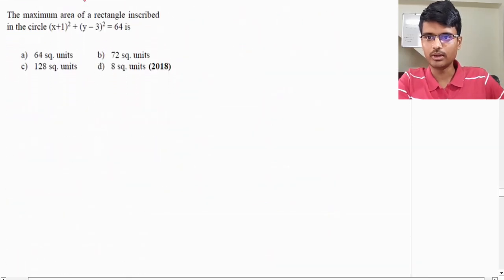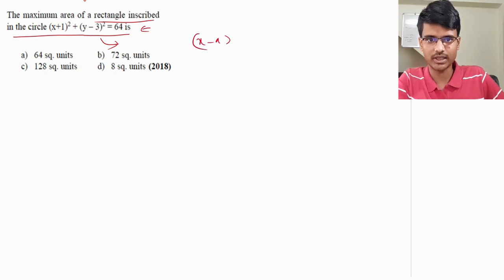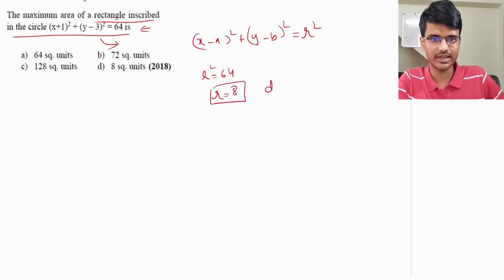Okay, the maximum area of a rectangle inscribed in the circle (x + 1)^2 + (y - 3)^2 = 64 is... Okay, we'll solve this question. This is the equation of a circle, (x - a)^2 + (y - b)^2 = r^2. r^2 is equal to 64, that means the radius is 8, right? Radius is 8. That means the diameter is 16.